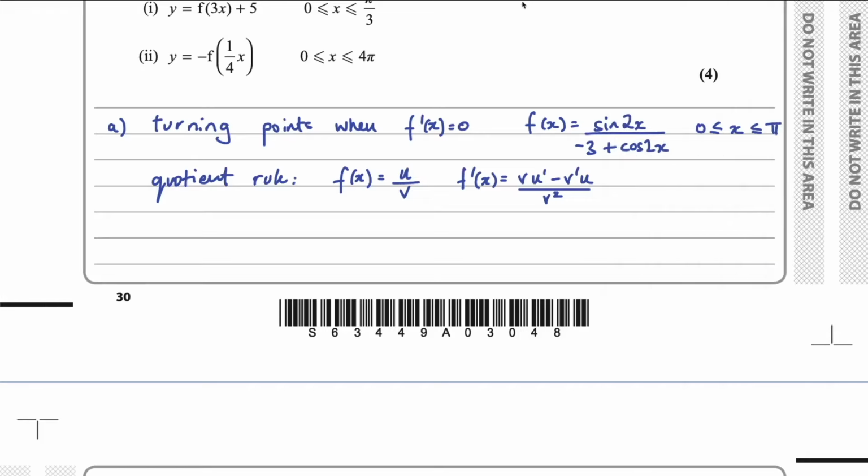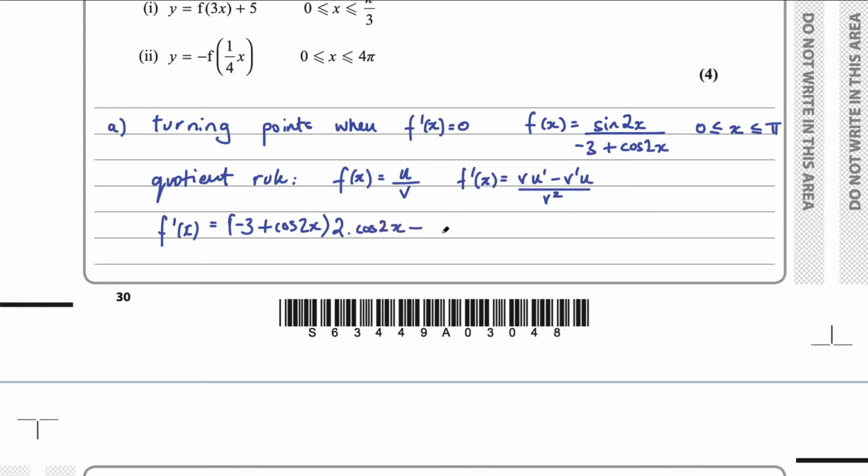And so let's go ahead and apply this rule to this function. So we'll have f dash equal to v, which is the denominator. So negative 3 plus cosine of 2x. So I'm putting brackets around that to indicate that I'll be multiplying all of that by the derivative of u. So the derivative of u will be the derivative of sine 2x. The derivative of the sine function is the cosine function. And we also need to use the chain rule on that 2x inside the sine function. So the derivative of 2x is 2, and that will be multiplied by cosine 2x.